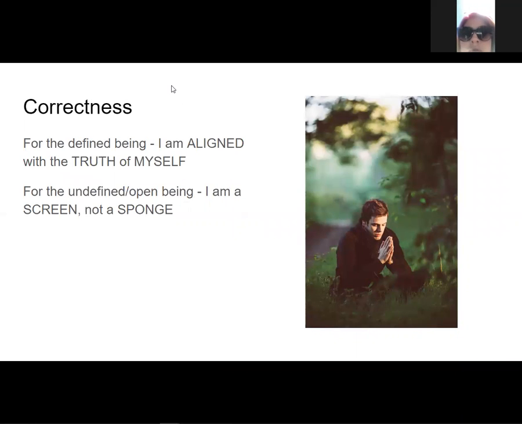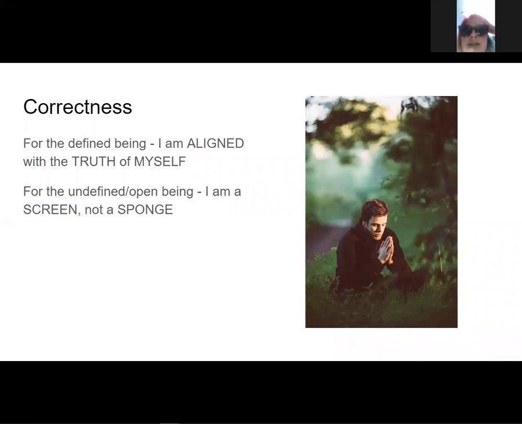So, correctness. For the defined being, correctness means that I'm aligned with the truth of myself. So if you are emotionally defined, every day you wake up going, okay, how do I get aligned with my truth? Well, through my strategy, waiting, responding, and my authority, paying attention to my emotional state and being careful that I'm not putting out crazy impactful stuff. We all have our emotional states. And so I think as a defined being, it's kind of important to pay attention to how I am showing up for other people.